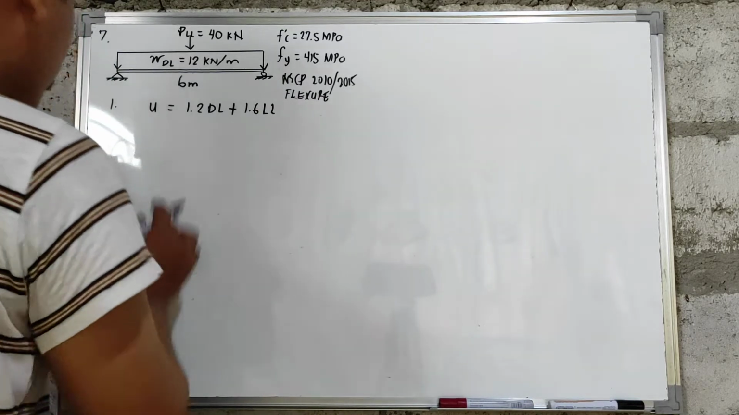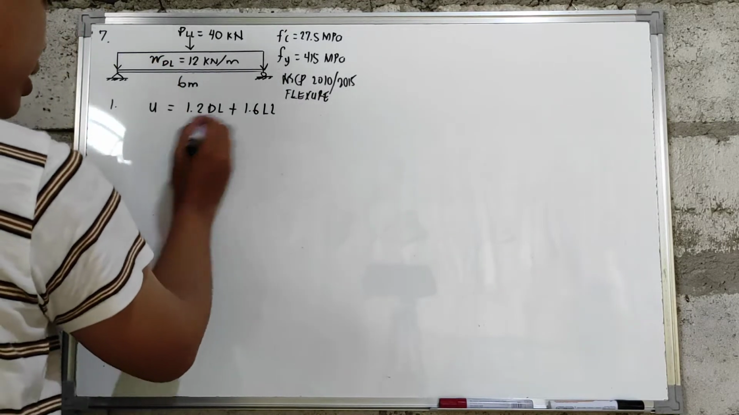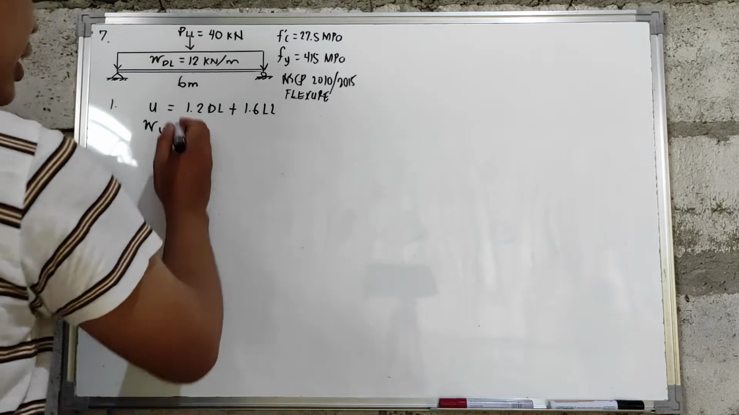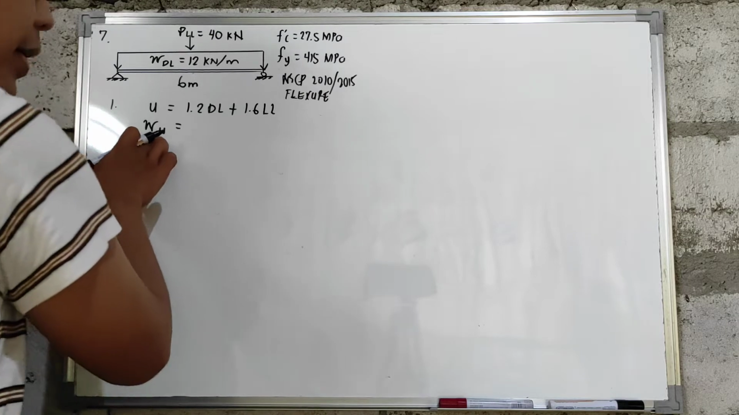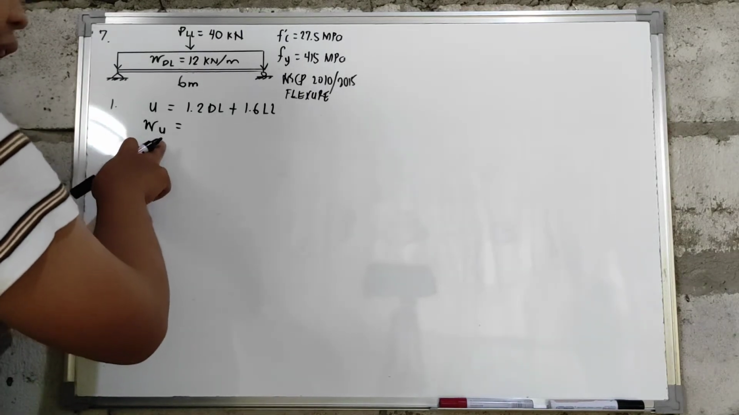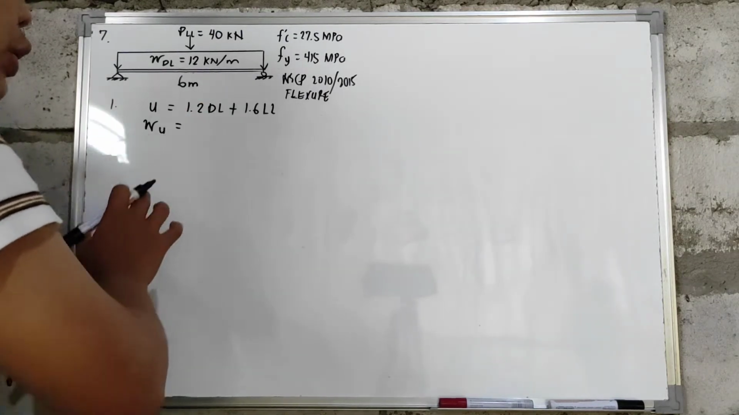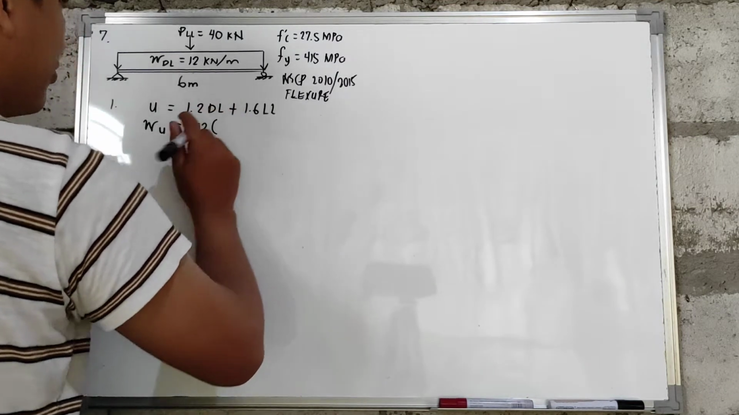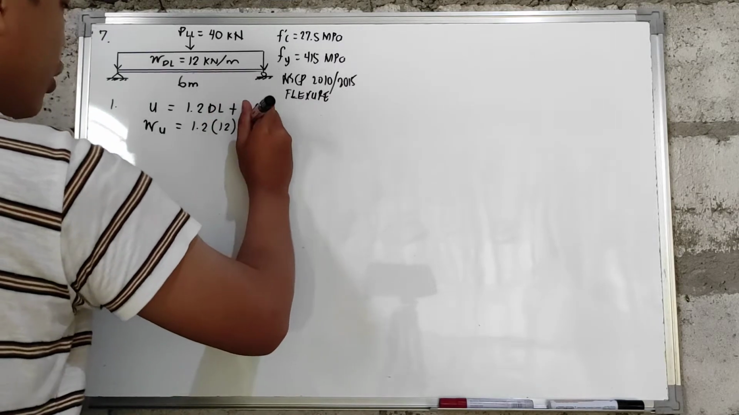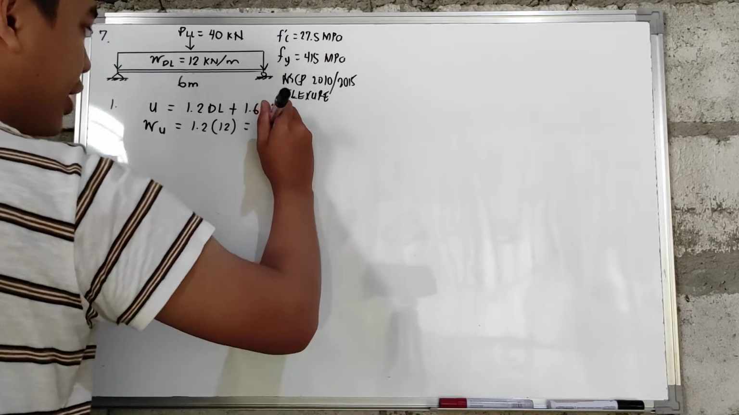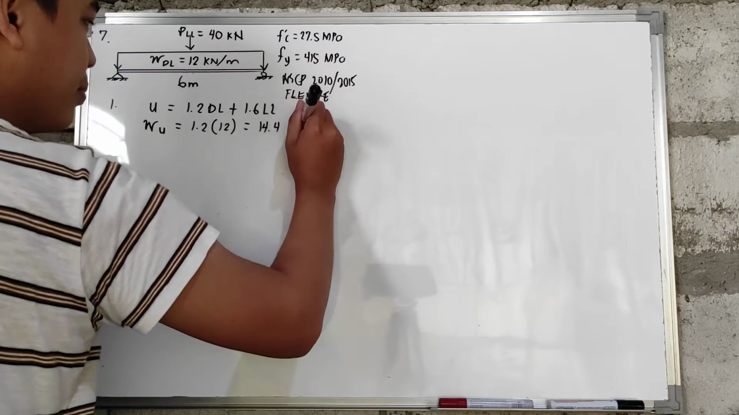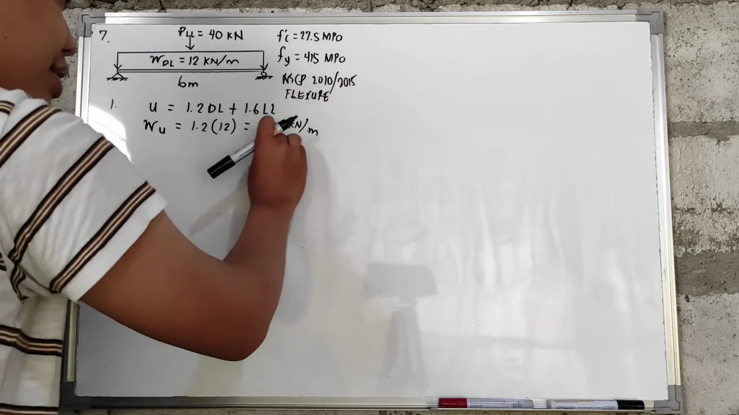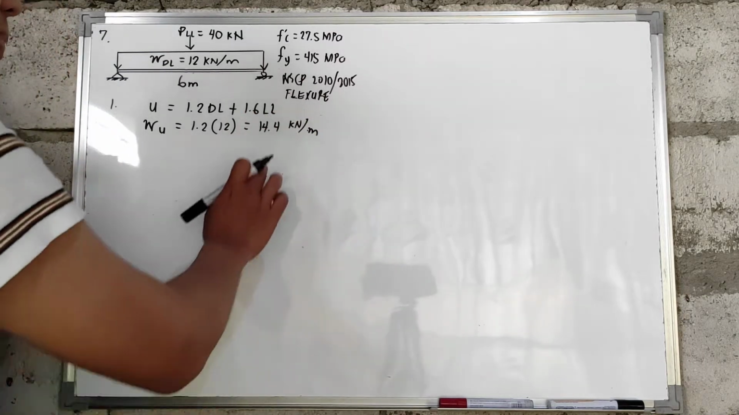So with this one, kung kukunin natin yung WDL natin, so that will be WU. Kasi nga naka-ultimate tayo. Kapag meron kang subscript na U, meaning to say, kailangan mong i-factor yung load natin or naka-factor na yung load natin. So we have 1.2 multiplied yung dead load natin na 12. So you will have a value of 14.4 kN per meter. So meaning to say, since naka-factor na yung loads natin, ito yung gagamitin natin sa pag-design.